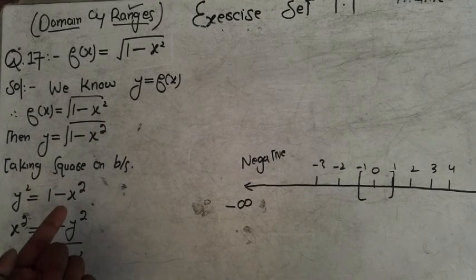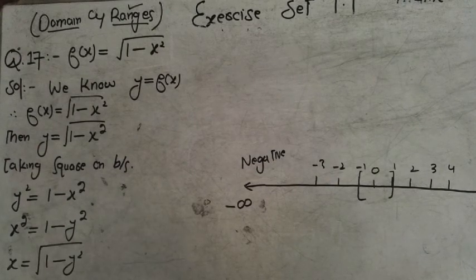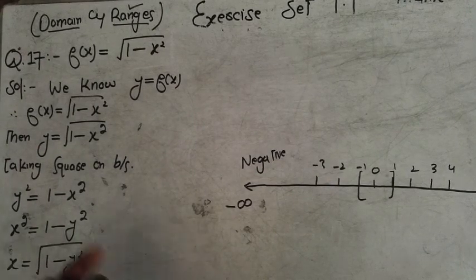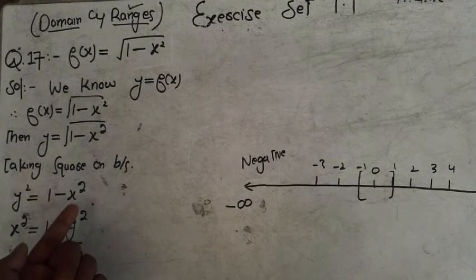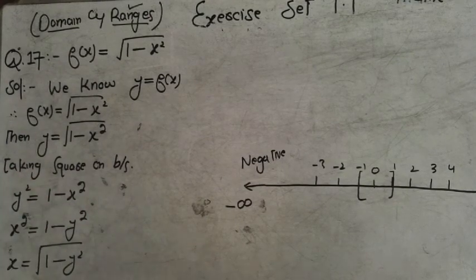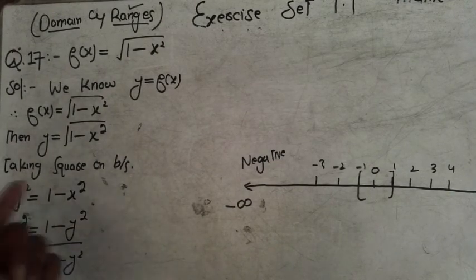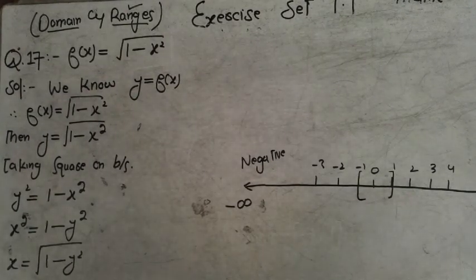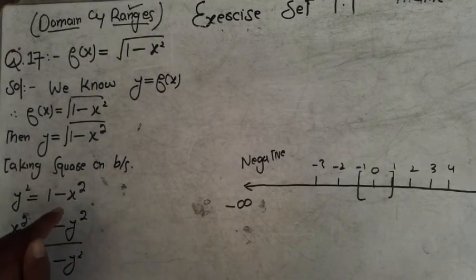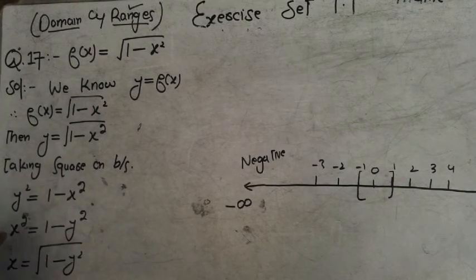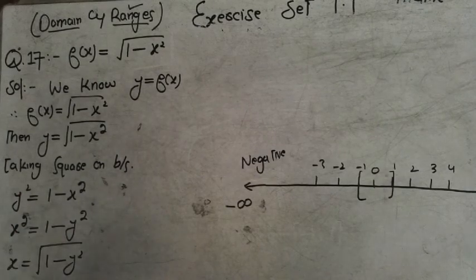On this side, x square contains a negative sign. When we transfer the x square to the other side, it gets a positive sign. And on this side, the y square contains a positive sign. When we transfer the y square to this side, it gets a negative sign. The equation becomes x square is equal to 1 minus y square.